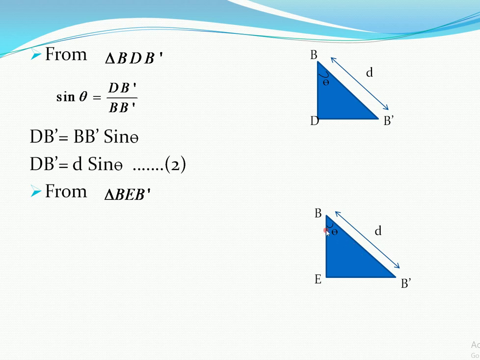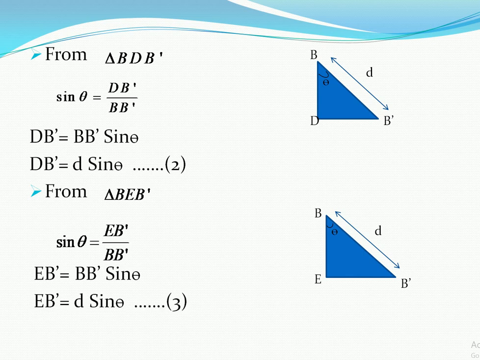In this triangle, angle B is theta, angle E is 90 degrees, and the distance BB' is d. Therefore, sin theta will be EB' by BB'. Then EB' is equal to BB' into sin theta, but we know the value of BB' is d, so we get EB' is equal to d sin theta. This is equation number 3.